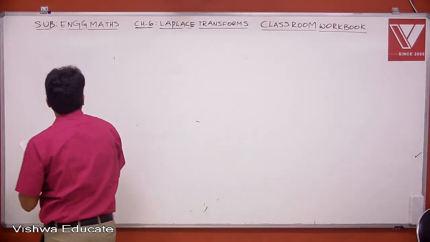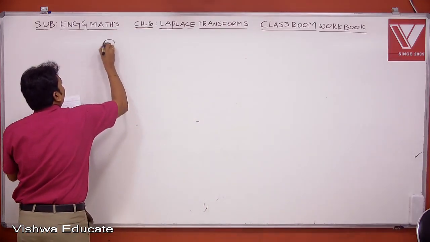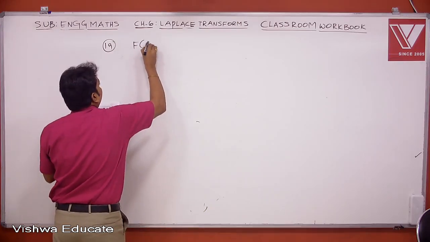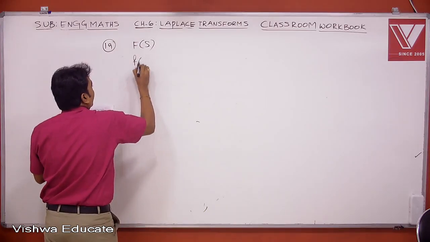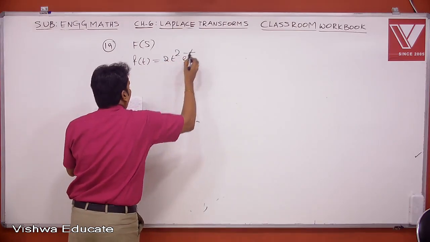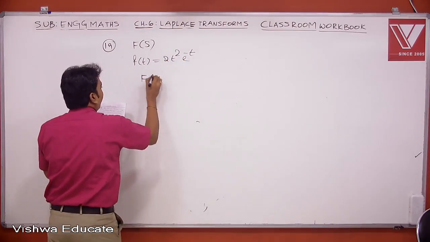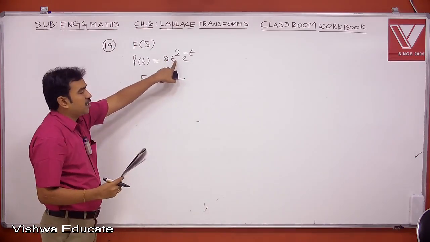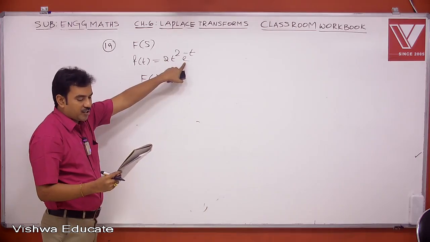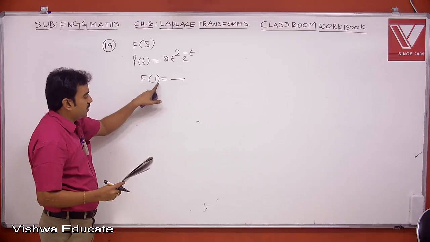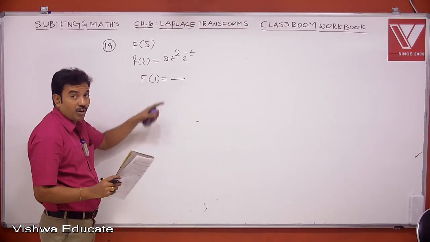Now let us discuss question number 19. If F of s is the Laplace transform of small f of t, if this is the Laplace transform of f of t equal to 2t square into e power minus t, then F of 1 equal to blank. So this is my f of t, 2t square into e power minus t. Then its Laplace is capital F of s. Then they are asking F of 1, capital F of 1, not small f of 1.